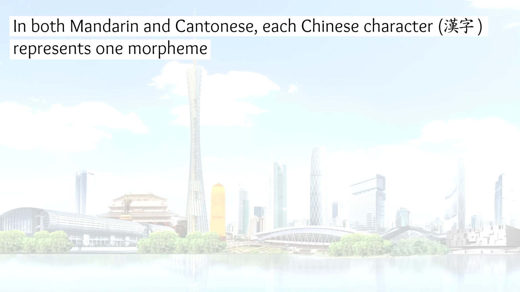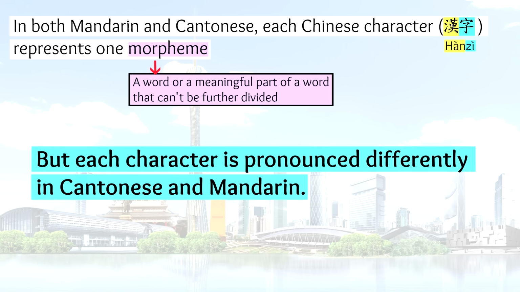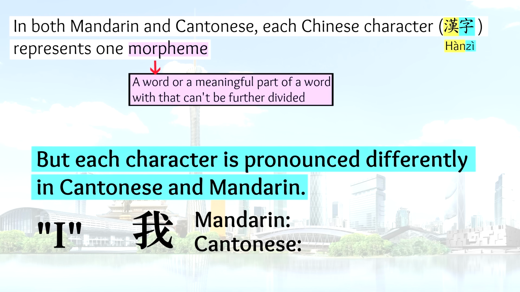In both Mandarin and Cantonese, and all Chinese languages for that matter, each Chinese character, or 汉字, represents one morpheme, either a word or a meaningful part of a word, which can't be further divided. But each character is pronounced differently in Mandarin and Cantonese. One example of this is the word for I. In Mandarin, it's pronounced 我 with the 3rd tone, or falling rising tone, while in Cantonese it's pronounced 我 with the 5th tone, or low rising tone. So the tone is different, but also notice that the initial consonant sound is different as well.